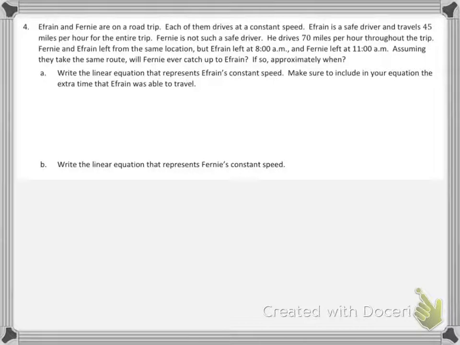Efren and Fernie are on a road trip. Each of them drives at a constant speed. Efren's a safe driver and travels at 45 miles per hour. So we've got Efren traveling at 45 miles per hour. And then continuing, Fernie is not such a safe driver. He drives at 70 miles per hour. So Fernie here drives at 70 miles per hour throughout the trip.